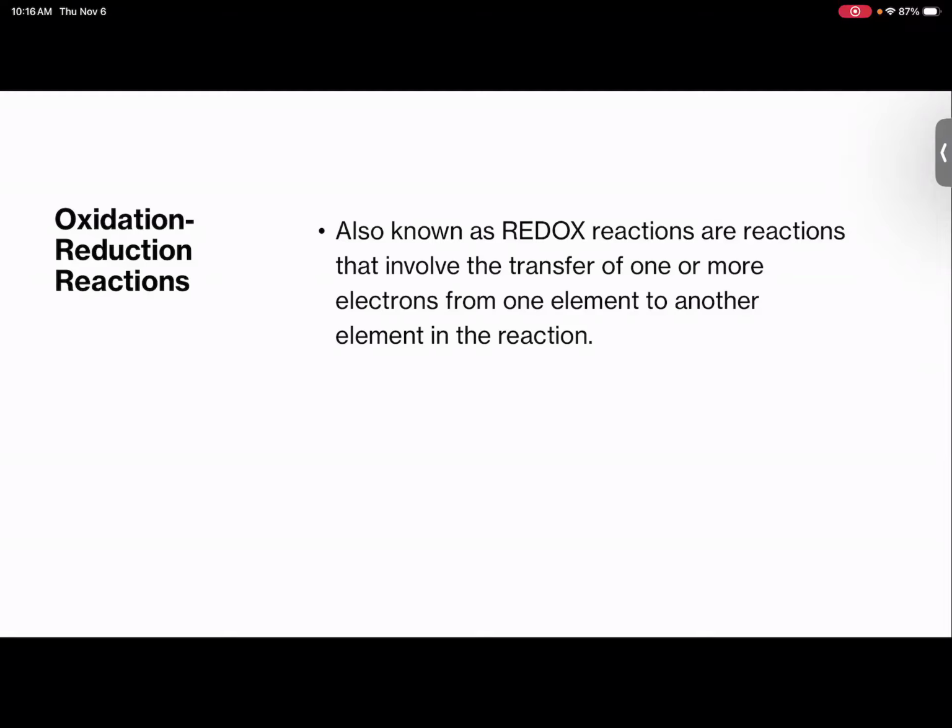Redox reactions must always occur in concert with one another, meaning you can't have a reduction reaction unless you also have an oxidation reaction. That's because we can't have just an electron around. We've got to have it coming from somebody and going to somebody else.